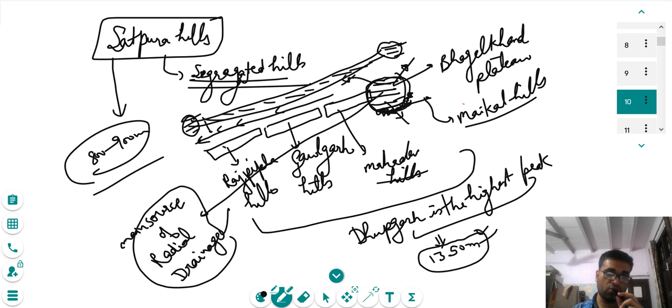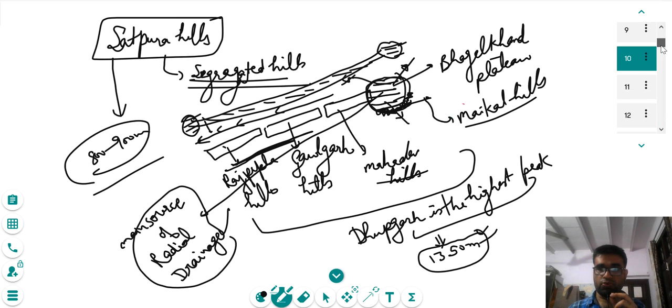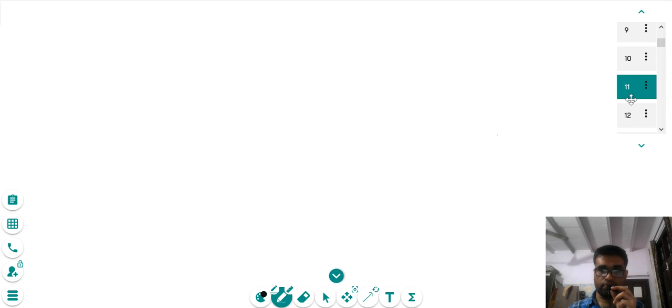So this is the topography of the Satpura Hills, right? And south of the Satpura you have Ajanta Hills, right? So this is the Satpura Mountains. Moving on to the next one. What we have left is, I think, the Chota Nagpur Plateau.